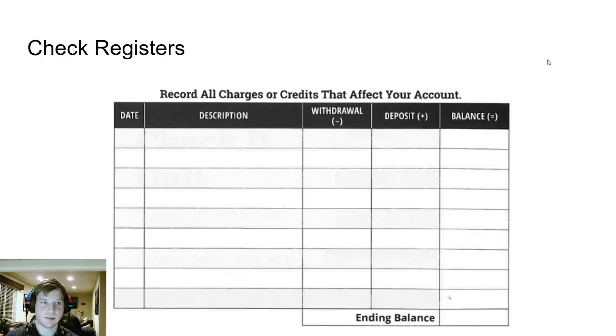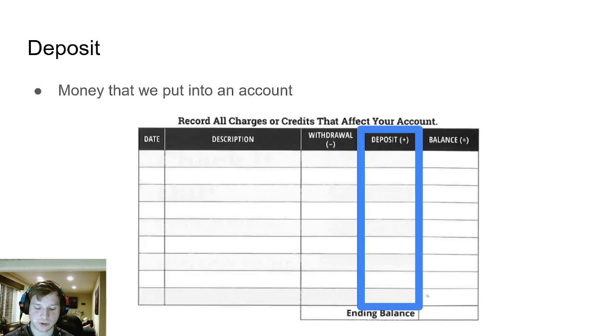Welcome to check registers. Today we're going to be talking about check registers. And here's an example of one. A check register is what we keep in our checkbook to keep track of our spending. We're going to have a balance, a description, and the date, and every single time we write a check, we're going to write something down so that we can keep track of how much we're spending, because we don't want to get overdrawn.